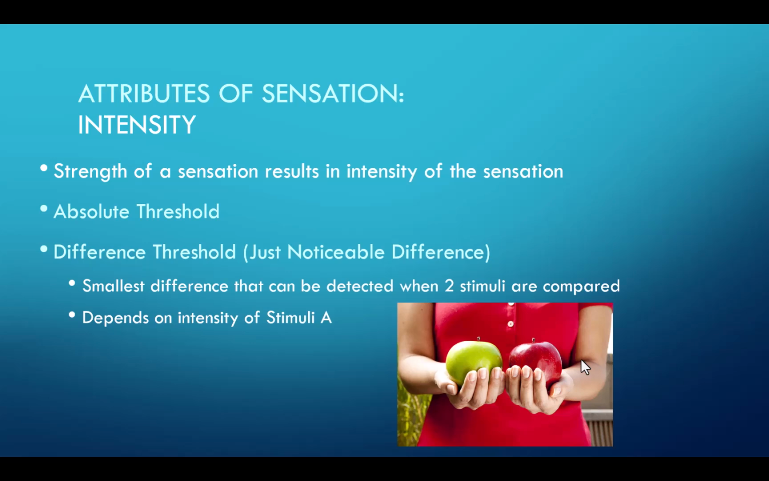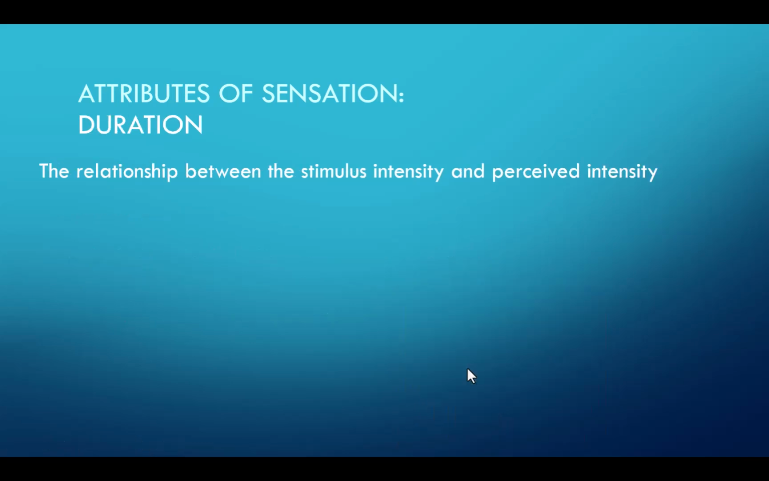When comparing A to B, the ability to notice this difference depends on the intensity of A. So you might be able to tell the difference between 1 teaspoon of sugar in coffee and 1.5 teaspoons, but maybe not between a tablespoon and a tablespoon plus a half teaspoon, because the intensity of 1 tablespoon is much more than 1 teaspoon. And so you would need a bigger difference to distinguish the two. Or perhaps the weight of 2 objects. Which apple is heavier?